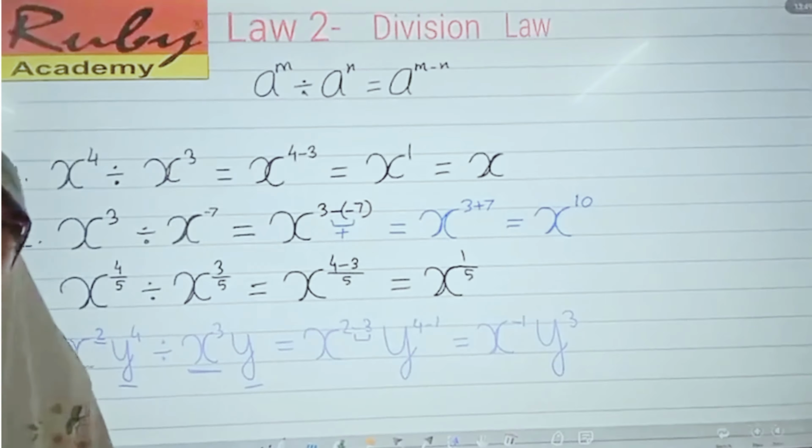Now here we have one negative sign. In the multiplication, when there is one negative sign, then the product will also be negative. So x raised to negative 2 into 5, which is going to be negative 10. So our result is x raised to negative 10.